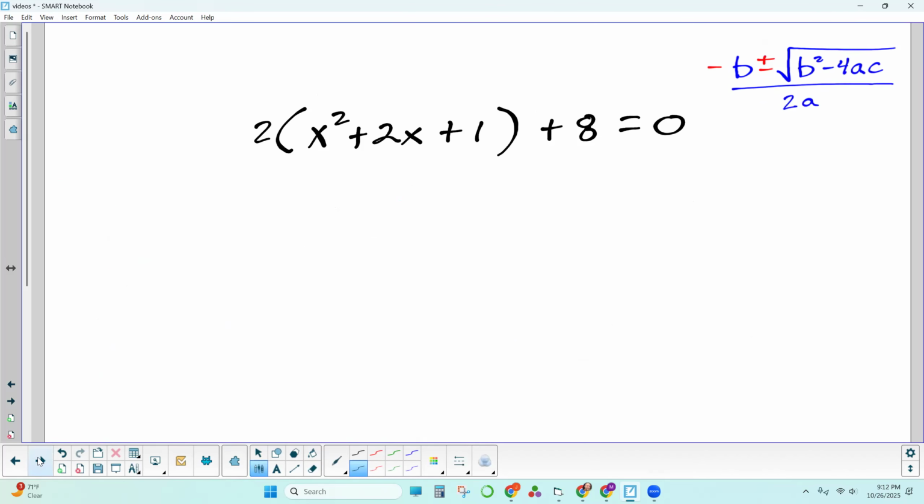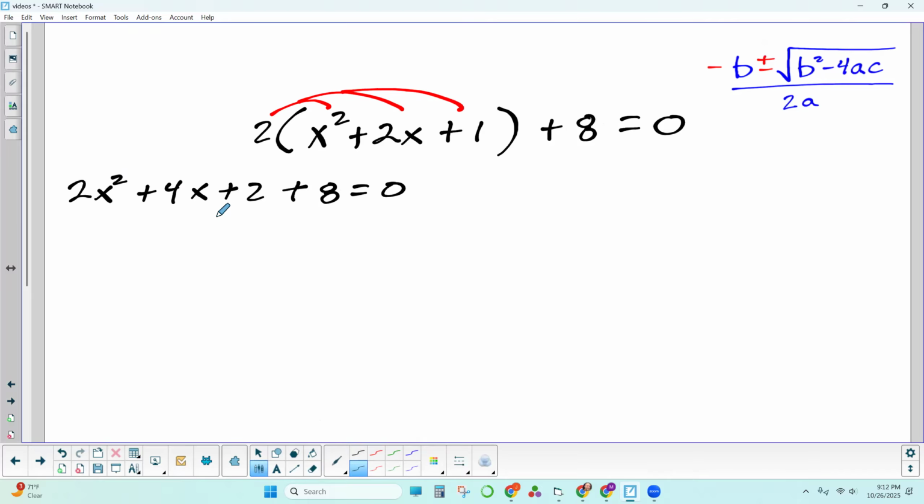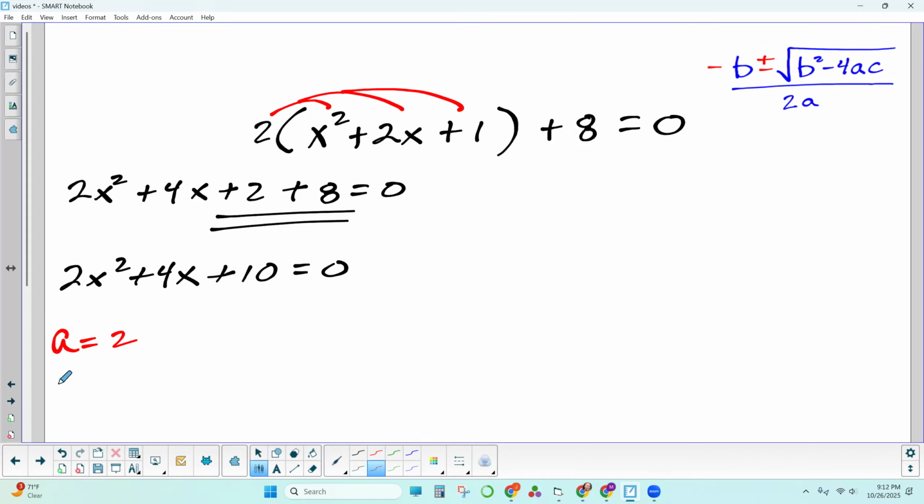This one, we've got to do a little bit of work to get it into standard form. So what I'm going to do is distribute the 2 and add 8. So I'm going to get 2x squared plus 4x plus 2 plus 8 equals 0. Combine terms, 2x squared plus 4x plus 10 equals 0. All right, this time a is 2, b is 4, and c is 10.